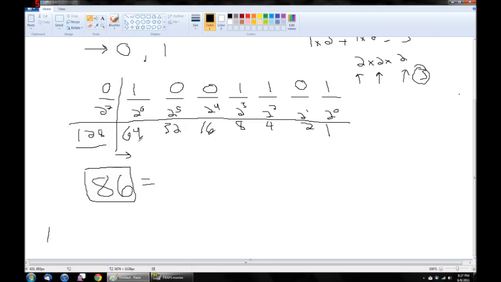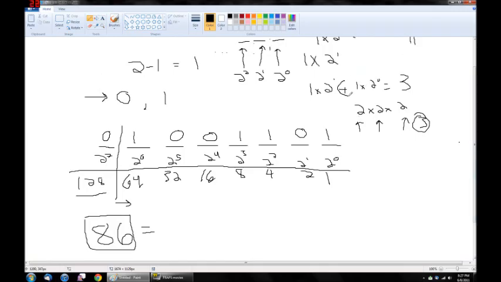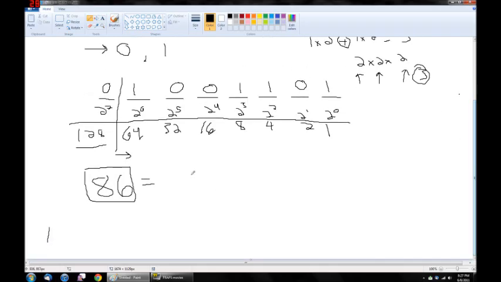So now what we're going to do is subtract 64 from 86, because remember before we were adding these numbers up, right? Now we're going to subtract them. So 86 minus 64 gives us a remainder of 22. So now we're going to find the greatest number on the chart that fits into 22, and we'll draw our line again.